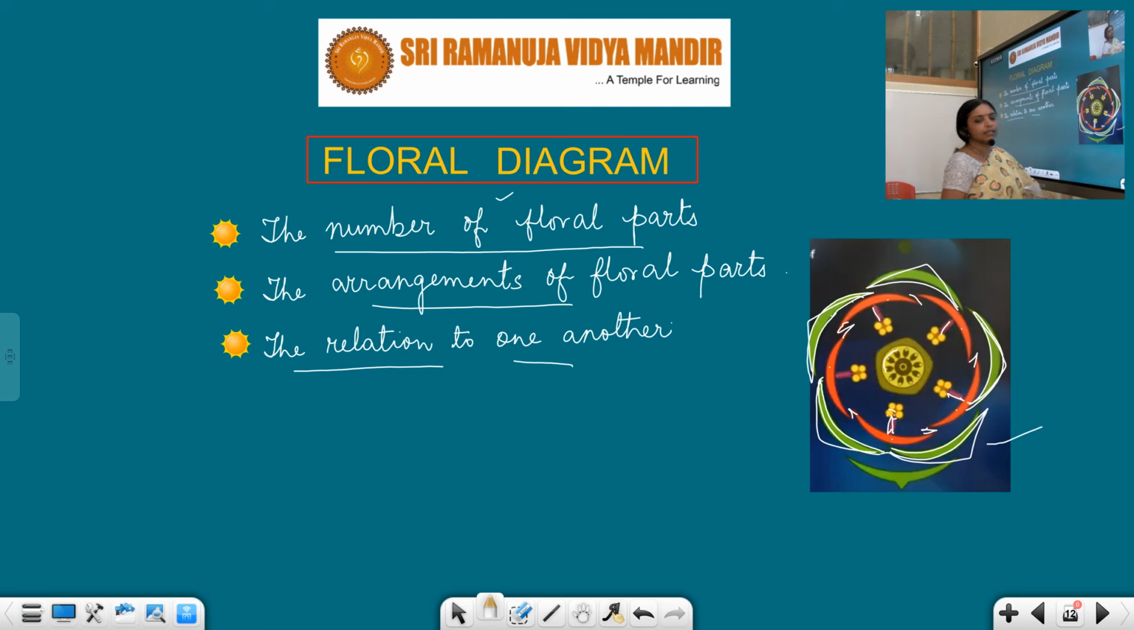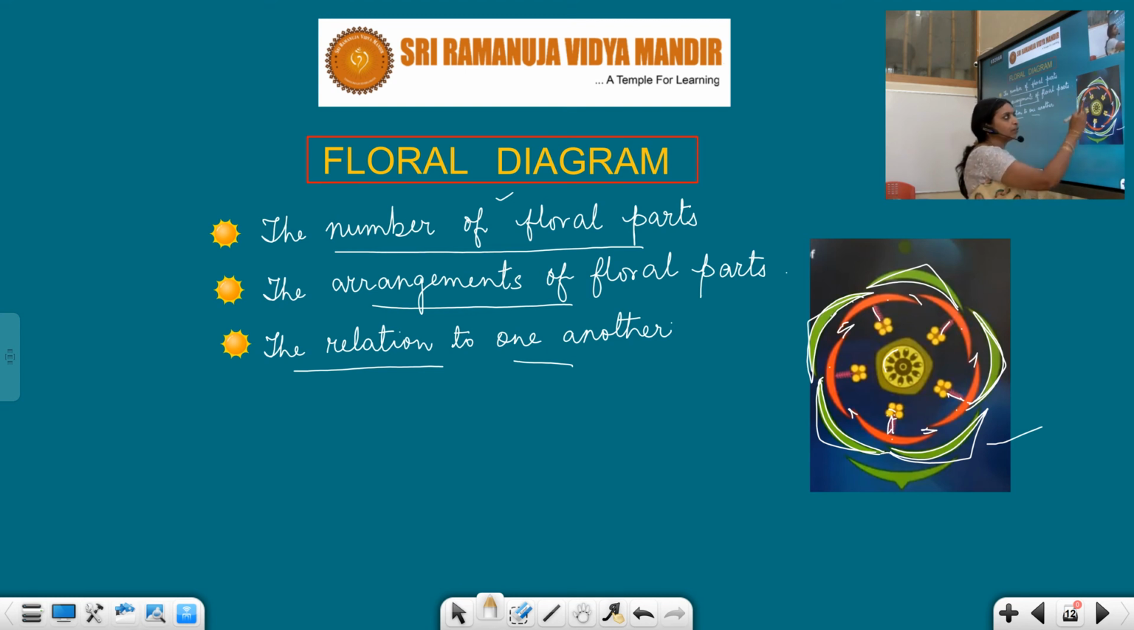These are filaments, and they are attached, the anthers and the filament. That means the androecium is attached with the corolla. So it is epipetalous condition. It is showing epipetalous condition, dithecous anther, filamentous anther. So all these things we can observe in this floral diagram.